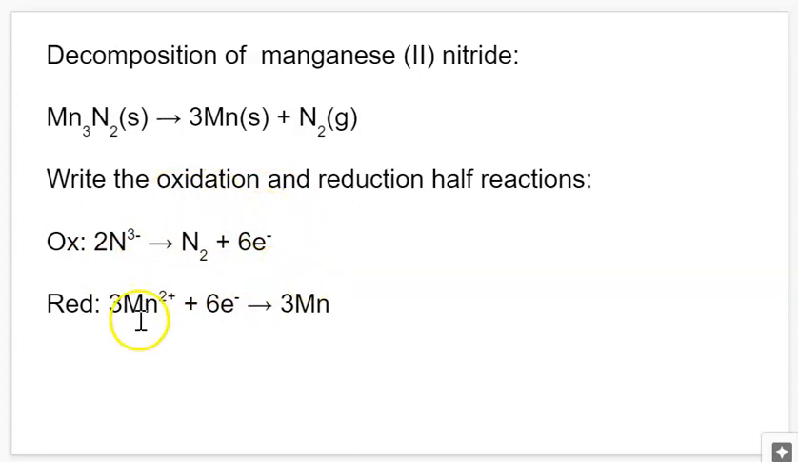And since we start with manganese 2 plus, which we also know because of the naming, manganese(II), it's becoming neutral manganese, which means that each manganese atom is gaining 2 electrons. And since that's happening 3 times, that's a gain of 6 electrons overall. So nitrogen is being oxidized, it's giving up 6 electrons, and manganese is being reduced, gaining those same 6 electrons.